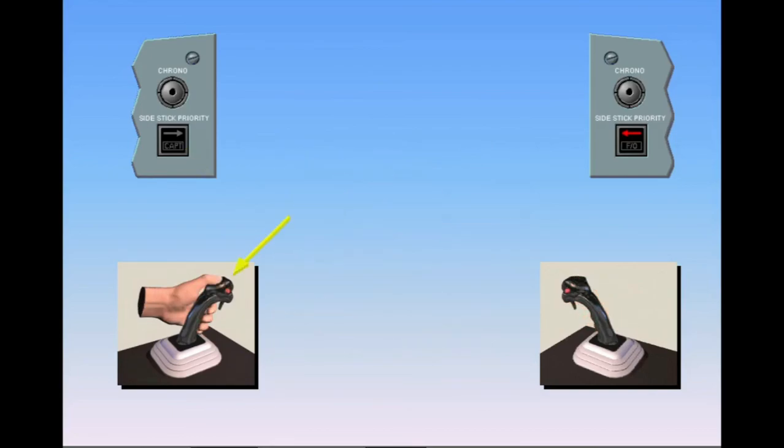If a stick has been temporarily deactivated, it will be restored as soon as the pilot in control releases his button. If a stick has been fully deactivated, it may be restored by pressing the takeover switch on either side stick. In either case, notice that both side stick priority lights are extinguished.